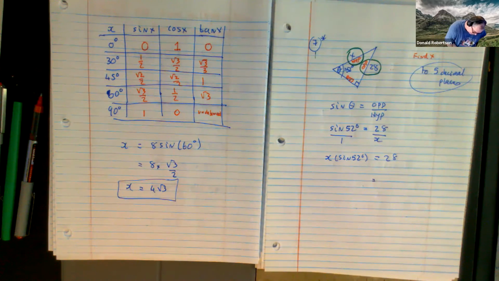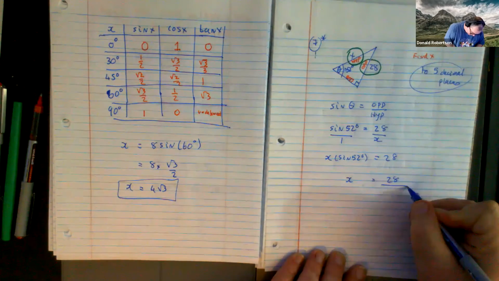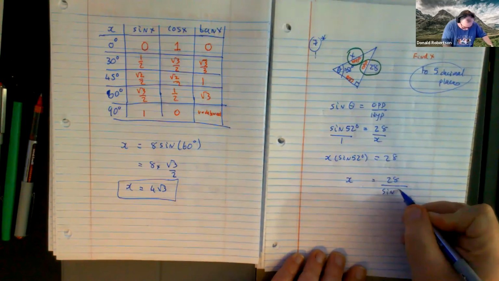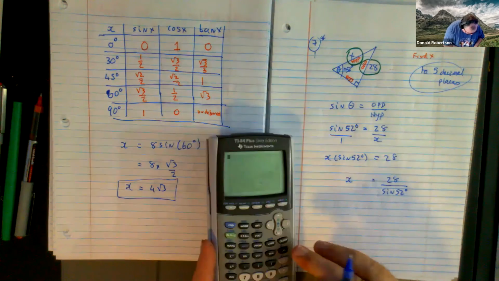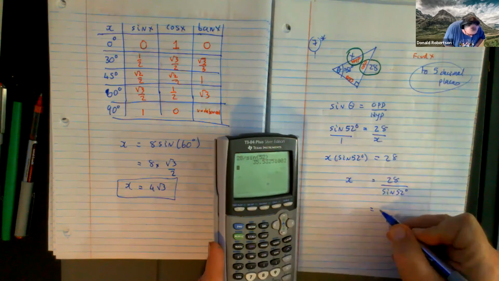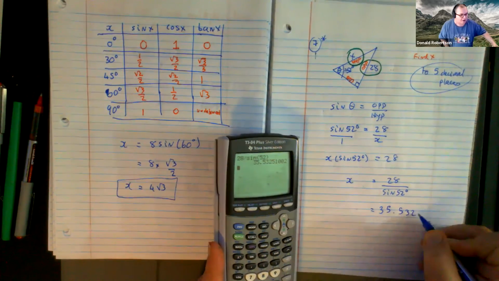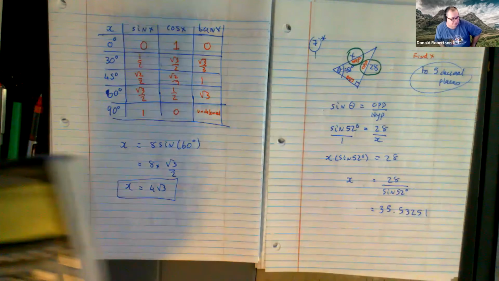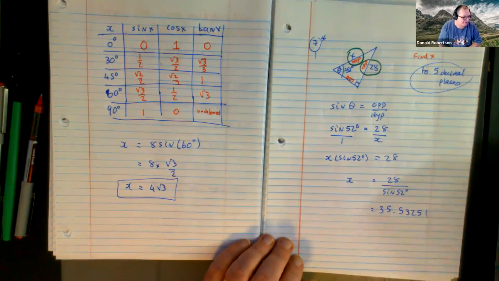What would I need to do to both sides to find X? Divide by sine of 52 degrees. And I would typically wait, I wouldn't turn that into a decimal. I'd wait till I got there. And then I just go 28 divided by the sine of 52 and to 5 decimal places, 35.53251. Are we happy with how that question ended up? I just wish it had been a tan or something, that's all.